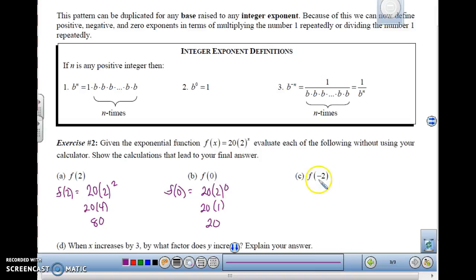Okay, f of negative 2, we plug in, is 20 times 2 to the negative 2. All right, now how do we rewrite 2 to the negative 2? Well, 2 to the negative 2 is 1 over 2 squared. So 1 over 2 squared is 1/4. So 20 times 1/4 is equal to 5. So when you're doing a negative exponent, just flip it, make the exponent positive.